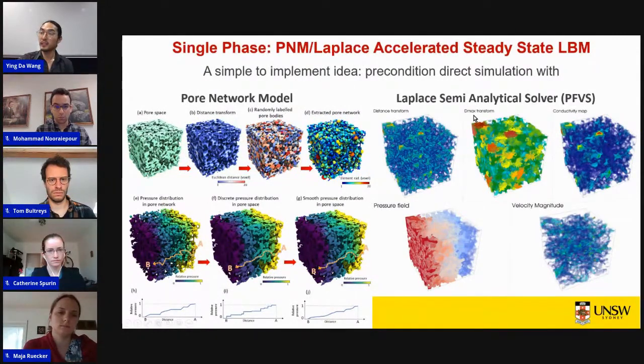And of course, you have your Laplace method, which takes a distance transform and then calculates the Dmax, which is very similar to the maximum ball. With these two numbers, you can calculate a conductivity map, which emulates Poiseuille flow in cylinders. And you can solve the Laplace equation, grad dot k grad p equals 0, and you get your velocity magnitude. These velocity fields and pressure fields from the Pore network and Laplace method are estimates, predictions.